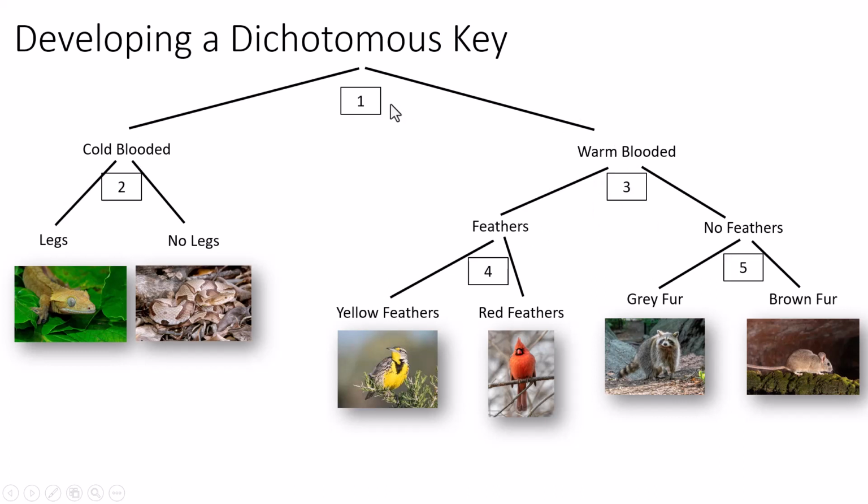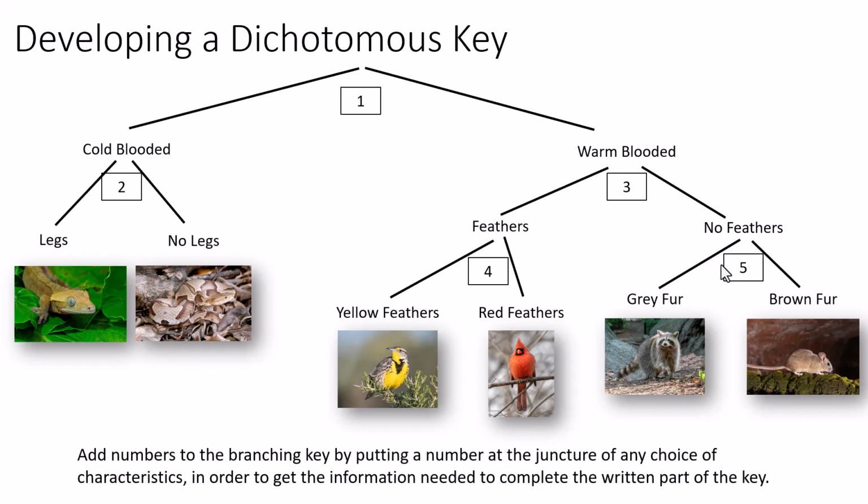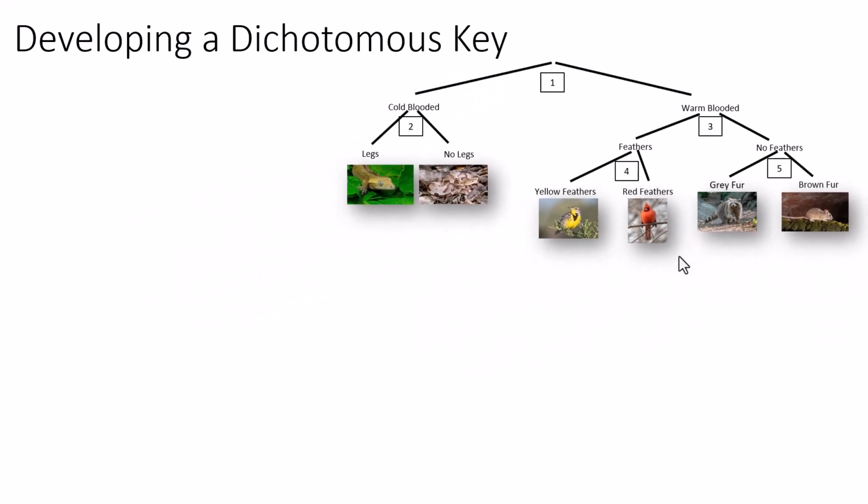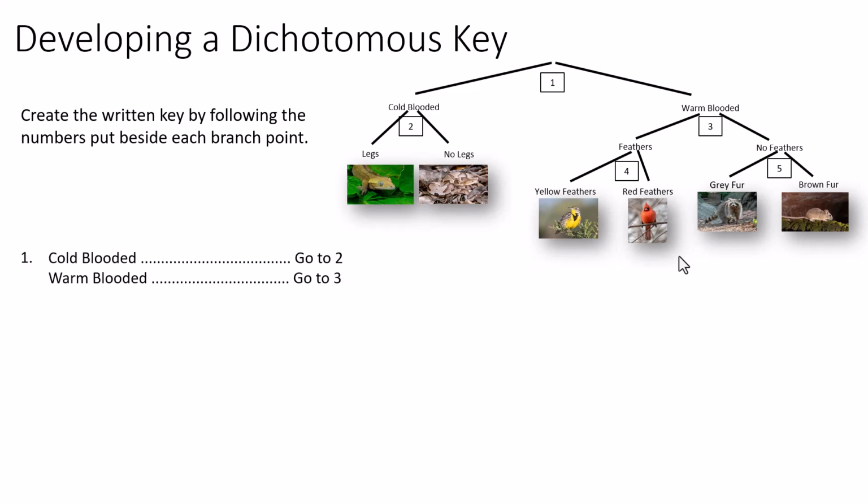Then we will provide the numbers. So this was our first branch, second branch, third branch, fourth branch, and fifth branch. And after putting those numbers to each of our branches, we're going to then enter the information into the written part of the key. So if I slide this to the side, we can then go about writing our actual dichotomous key. We're going to create the written key by following the numbers put beside each branching point. So we obviously start with 1. So this was our first branch. That was cold-blooded versus warm-blooded. So we write cold-blooded, go to 2, warm-blooded, go to 3.